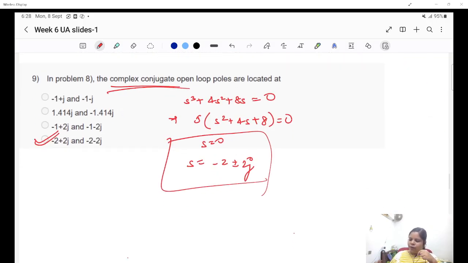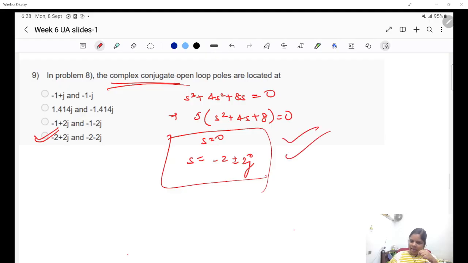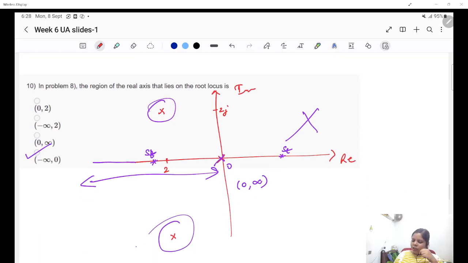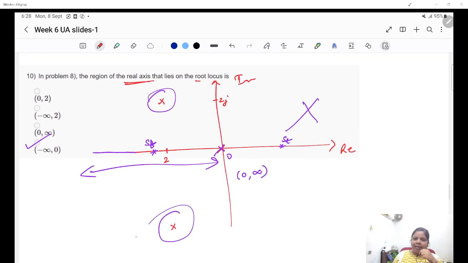Now, if you see the 2 poles which I said are given over here, what was the next question? The region of the real axis that... Hello, ma'am. Sorry, ma'am. Hello, yes.